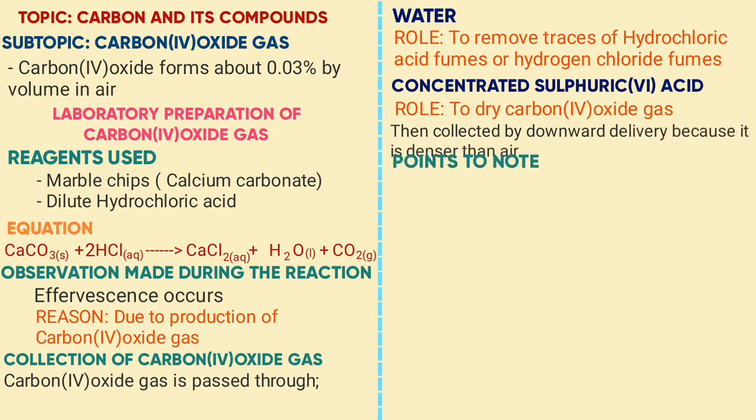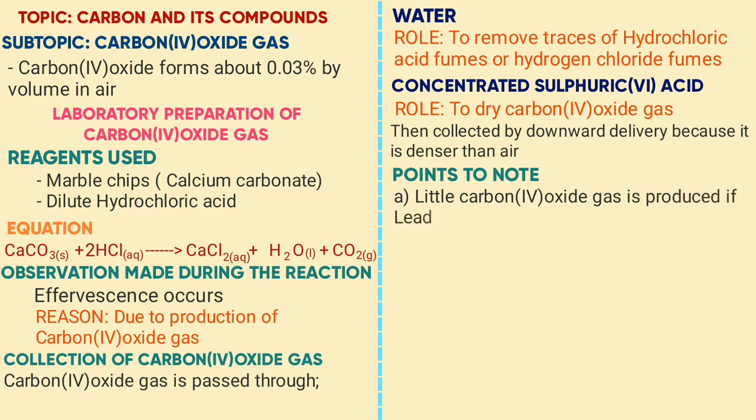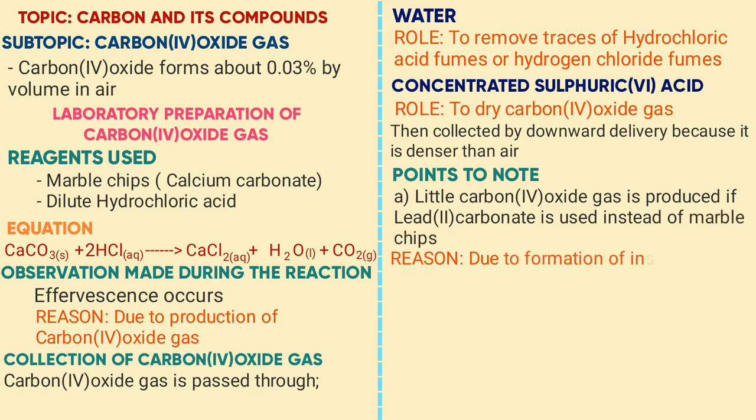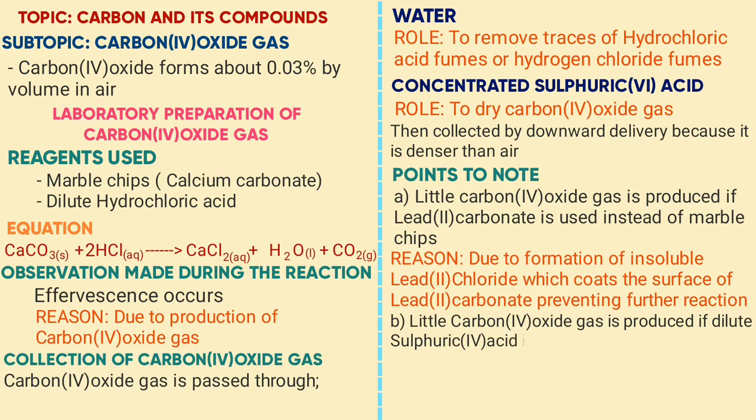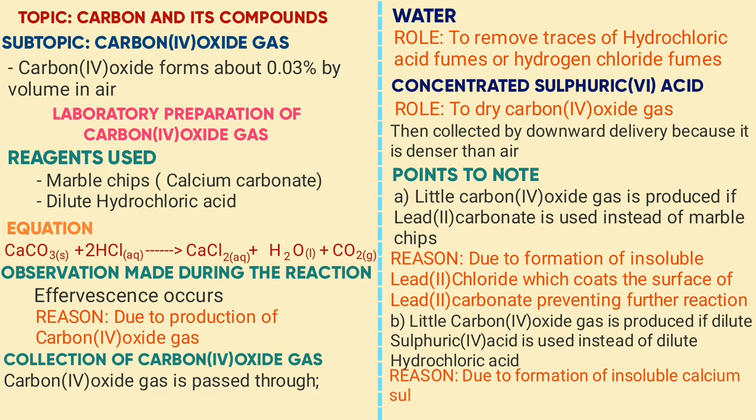Now, sometimes you are told, give reasons why little carbon dioxide will be produced if lead carbonate is used instead of marble chips. The reason will be due to formation of insoluble lead chloride, which coats the surface of lead carbonate, preventing further reaction. Give reason why little carbon dioxide is produced if dilute sulfuric acid is used instead of dilute hydrochloric acid. The reason will be due to formation of insoluble calcium sulfate, which coats the surface of calcium carbonate, preventing further reaction.